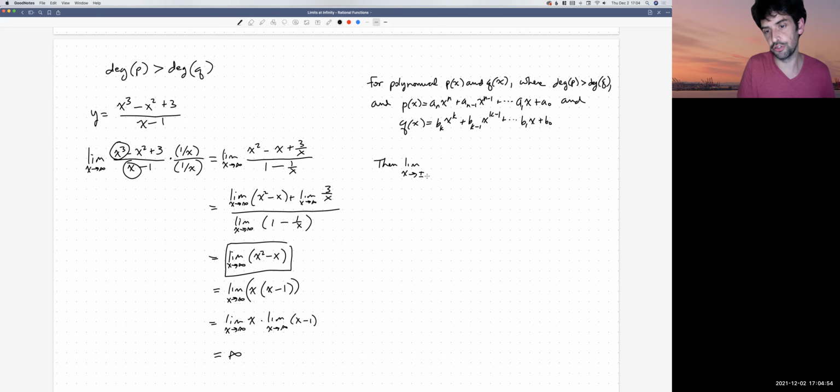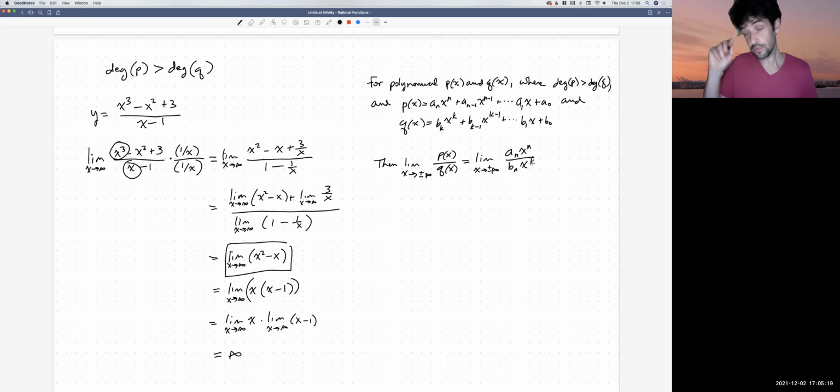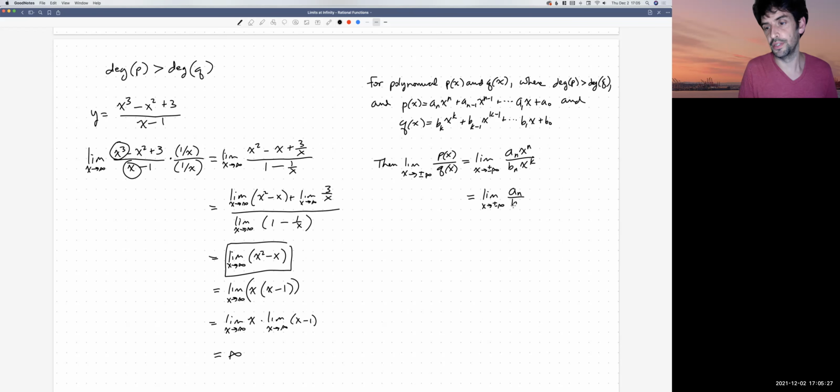Typically, what I'm really saying is there's two different things we're saying here. The limit as x goes to infinity, and also the limit as x goes to negative infinity of p of x over q of x is going to be the same as the limit as x goes to plus or minus infinity of a sub n x to the n over b sub k x to the k, which we can simplify to be the limit as x goes to plus or minus infinity of a sub n over b sub k, x to the n minus k.